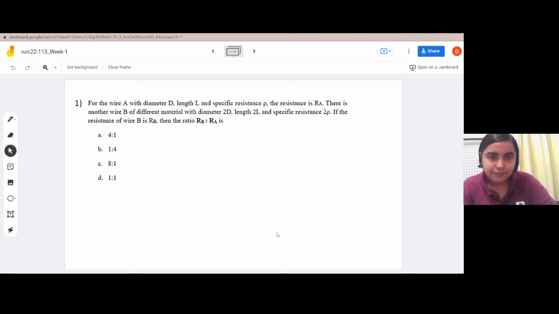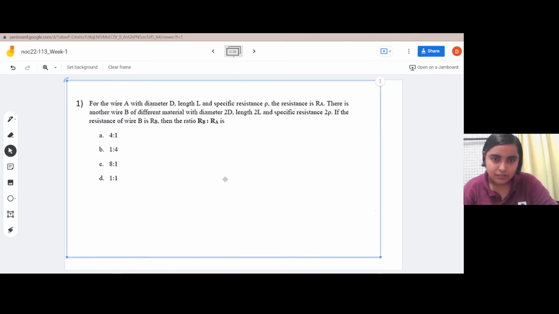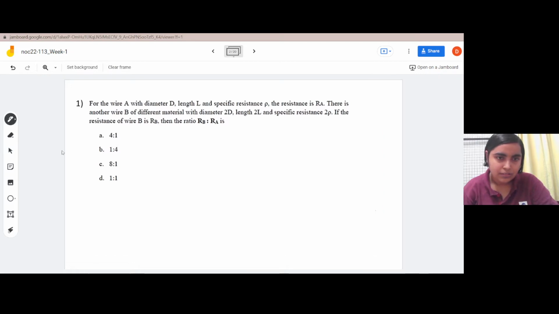So we know R is equal to rho L by A. Right, so we'll just take RB by RA and substitute those values: for RB, 2L, 2 rho, and 2D. Basically, area is pi into D squared by 4. Yes, diameter will be 2D for resistance B, and for resistance A, it will be same as D. So let's try and solve this.